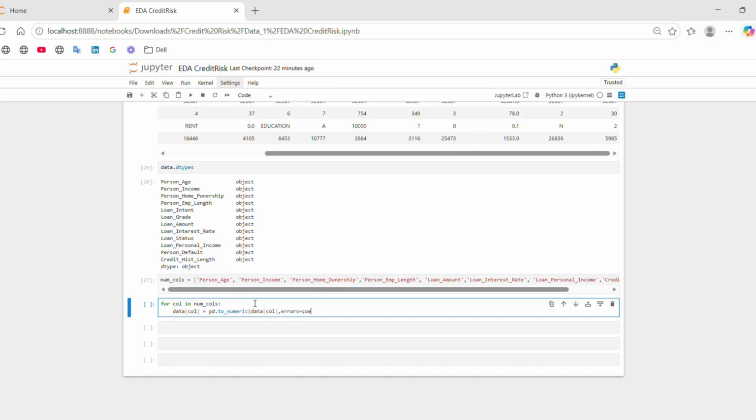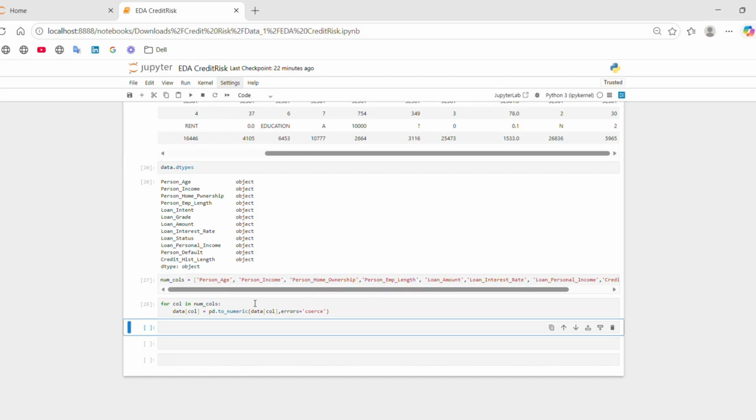Here we'll mention errors equal to coerce. I'll pronounce it as coerce. So you might be wondering why this is done. This is done so that if any value like capital NA or missing is in the dataset, it automatically becomes NaN instead of breaking the code.